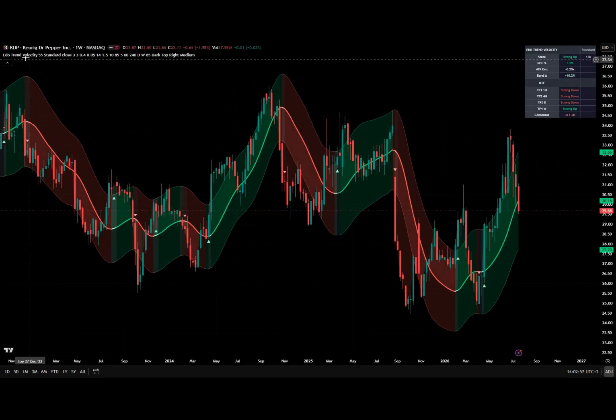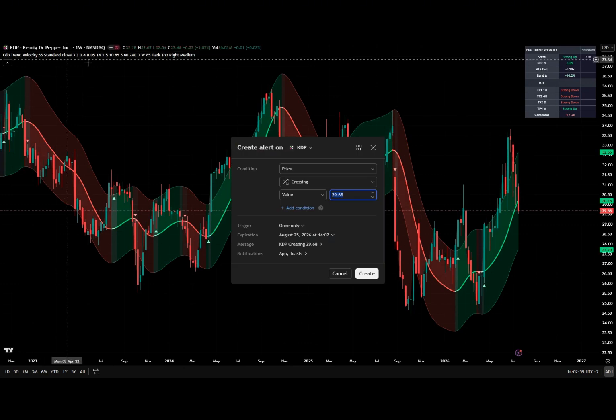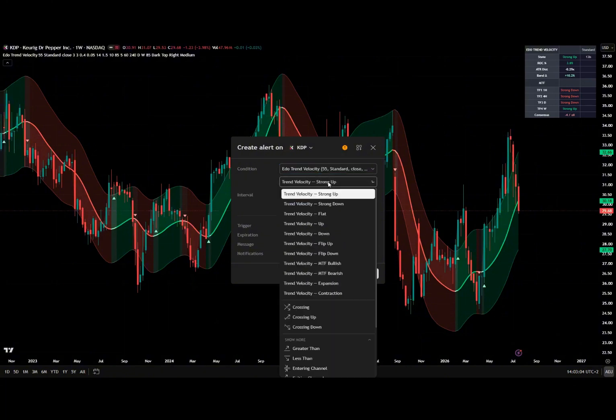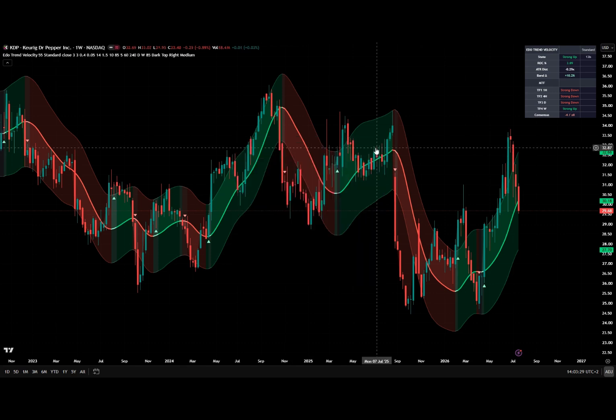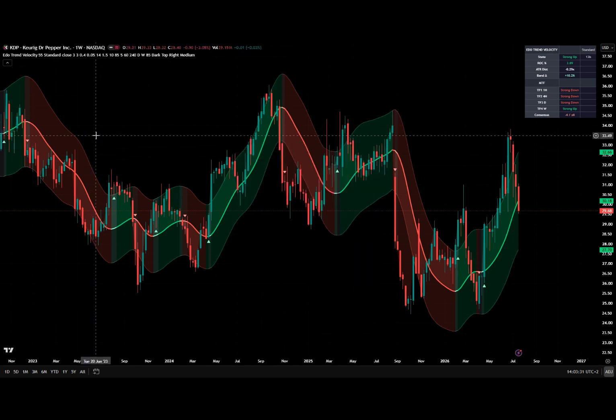The indicator ships with 11 alerts. Let's open the Create Alert dialog. One for each of the 5 states, strong up, strong down, flat, up and down. The 2 flips, up and down, and the 2 multi-timeframe alignments, bullish and bearish. And the 2 we find most useful, expansion and contraction of the band, which fire when the trend accelerates or loses force. Those last 2 are the ones that warn you before the state itself changes.